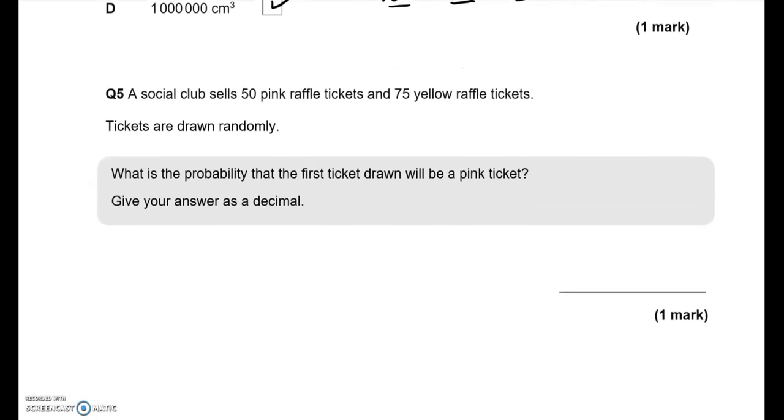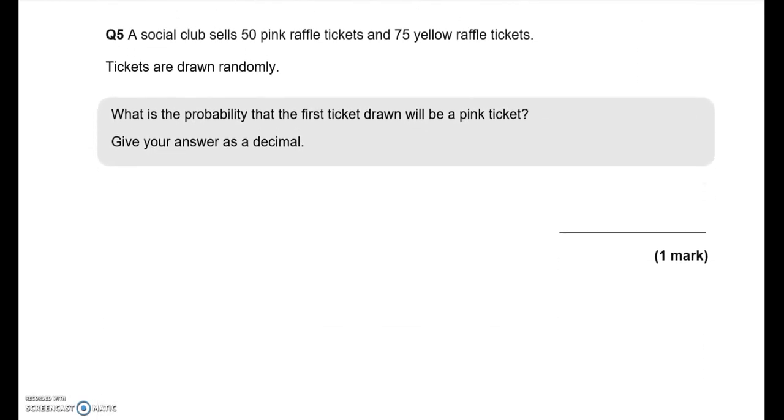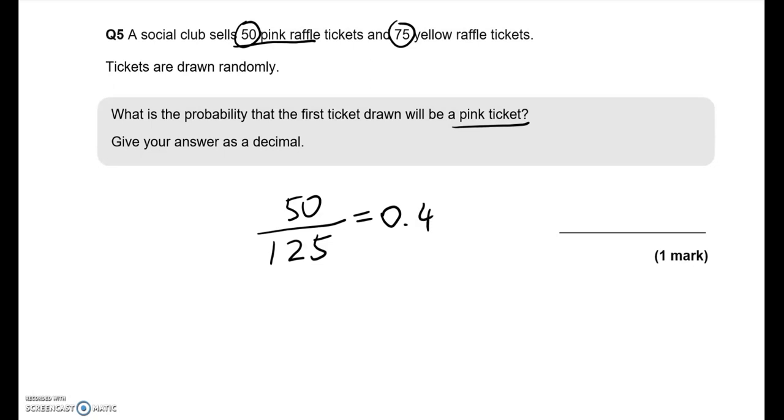The social club sells 50 pink raffle tickets and 75 yellow raffle tickets. Tickets are drawn randomly. What's the probability that the first ticket drawn will be a pink ticket? Give your answer as a decimal. So we're looking at pink tickets, and there are 50 pink tickets out of, in total, we've got 50 and 75, so it's 125. So 50 out of 125, and that gives us 0.4.